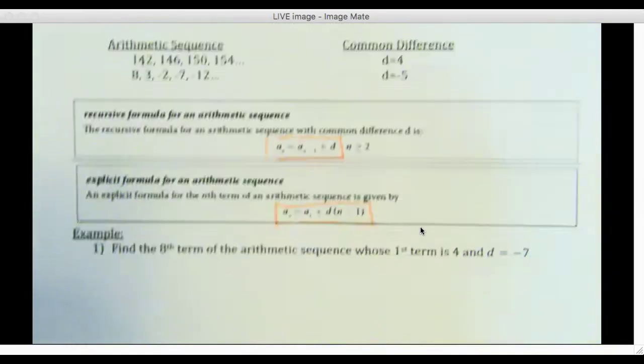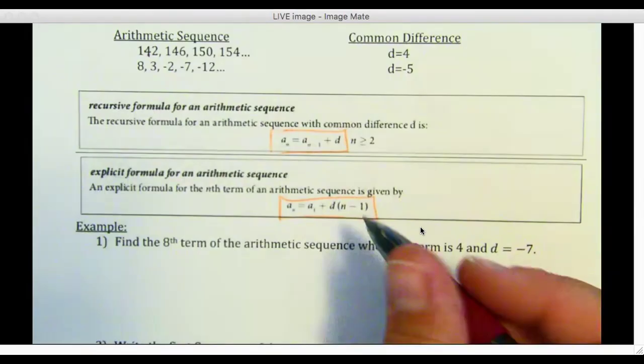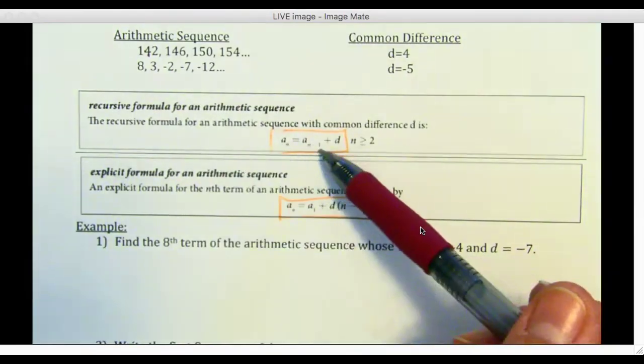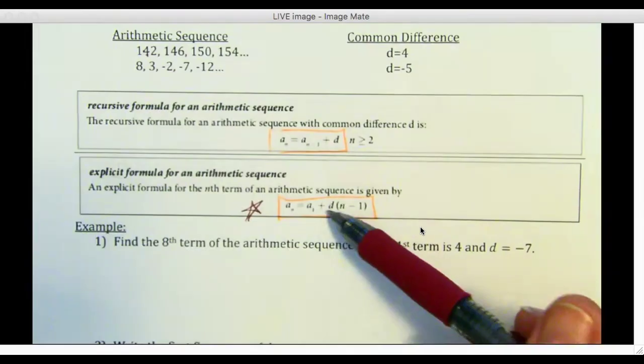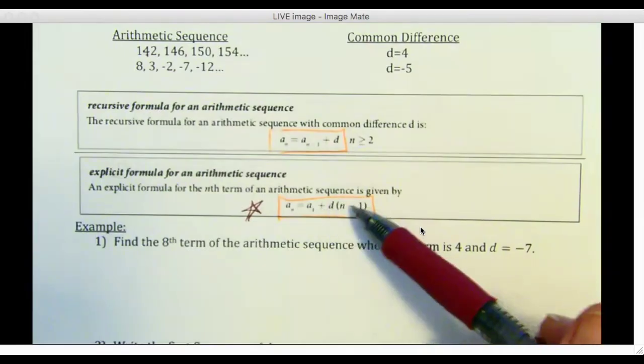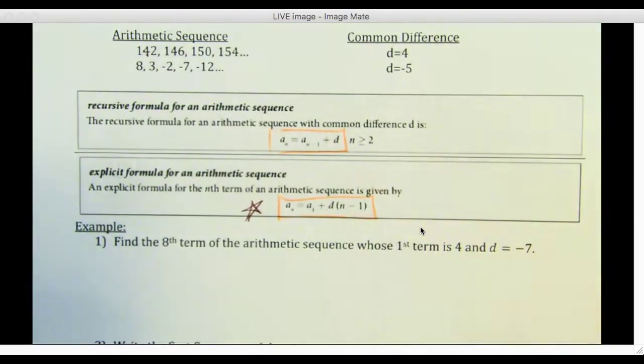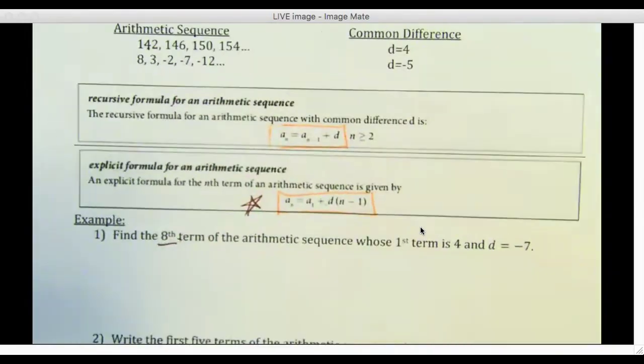So the recursive formula for an arithmetic sequence is a sub n equals a sub n minus 1, the term before, plus d. The explicit formula, this is the one you really want to make sure you know, is a sub n equals a sub 1 plus d times n minus 1. And so in this first example here, it asks us to find the 8th term of the arithmetic sequence, and so we're going to use this formula.